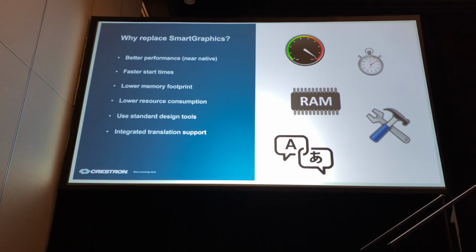We also want to provide translation. So for those of you who may have international clients or clients that have homes in different areas of the world, right now it's very difficult to work with languages. Smart graphics does not lend itself well to have any type of translation. So if we could pick a framework that had that built in, that's great. So now you guys can easily deploy projects and have some type of translation ability with the project.